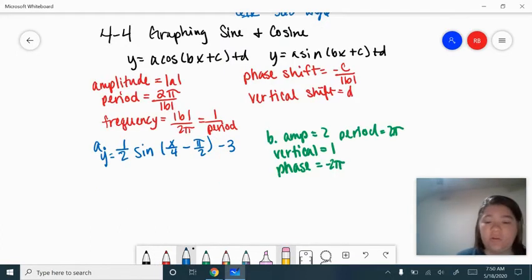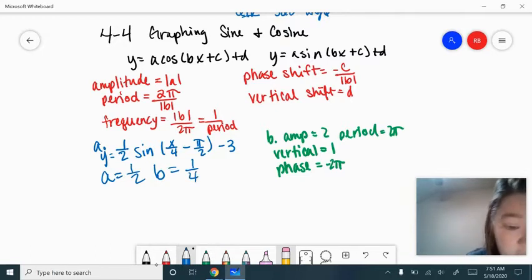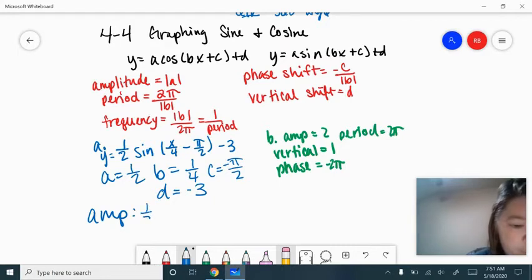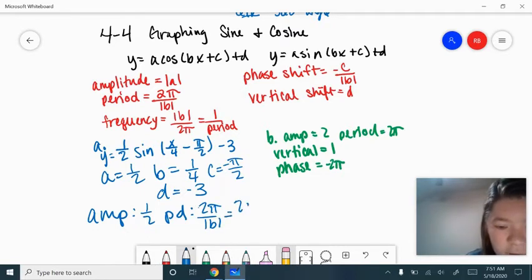Okay, I'm going to show you these two examples, where you are either finding these or using these to find the equation. So we're first going to write what A, B, C, and D are. My amplitude is A, which is 1/2. The period is 2 pi divided by the absolute value of B. So here we have 2 pi divided by 1/4. You keep change flip, so we get 8 pi.